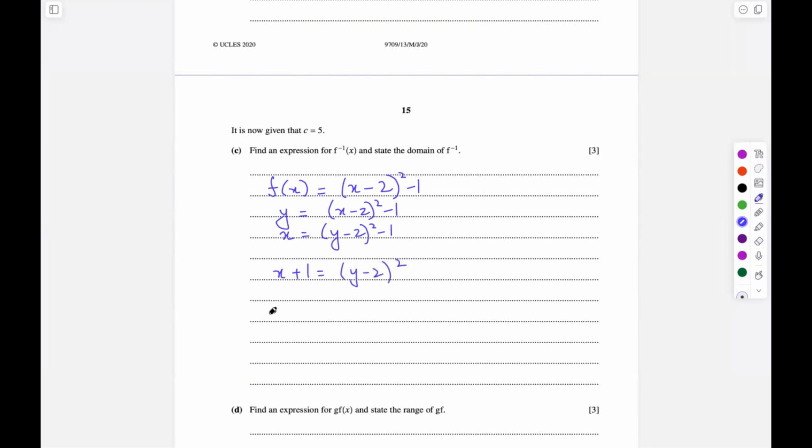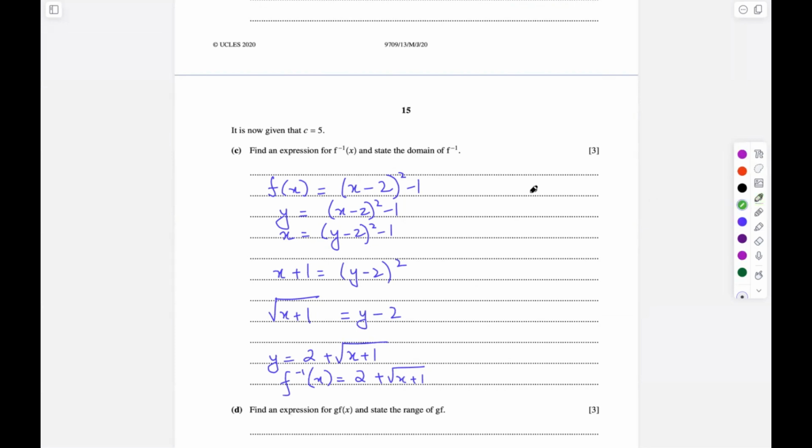Taking the square root on both the sides, we'll get the square root of x plus 1 equals y minus 2. Taking 2 on the left hand side, we'll get y equals 2 plus square root of x plus 1. So finally, we can write the expression for f inverse of x as 2 plus square root of x plus 1. Now to find the domain for f inverse, for a function f of x, the range is equal to the domain of the inverse function.